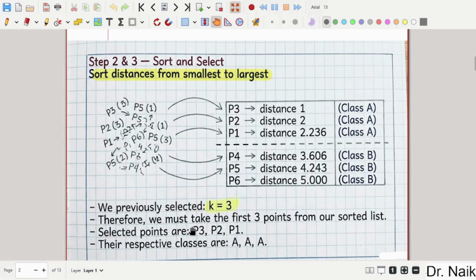So we must take the first 3 points from our sorted list, because we want to find the 3 nearest training points to the test point. So the points selected are P3, P2 and P1. Now look at their respective classes. P3 is class A, P2 is class A, and P1 also belongs to class A.